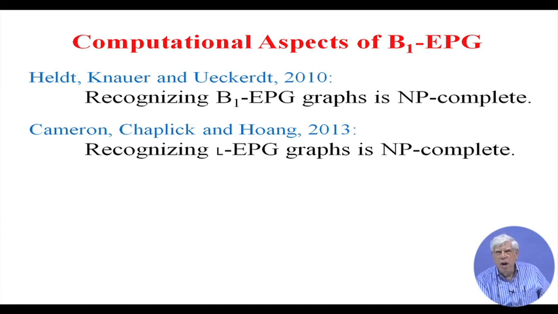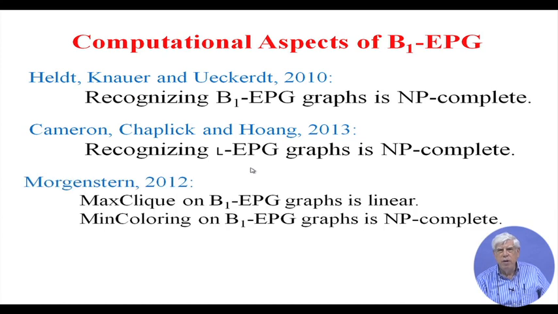What are some of the other computational aspects of B1-EPG? Well, in 2010, it was proven that recognizing B1-EPG itself, not boundary, is NP-complete. And that was improved 3 years later to show that even if you have a representation that requires the shape L, only one of the 4 shapes, recognizing those graphs, which is a smaller subclass, is also NP-complete.